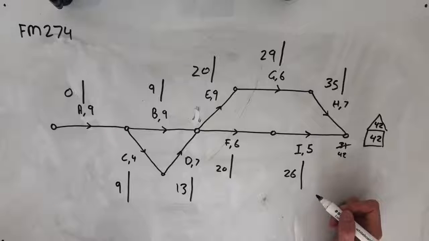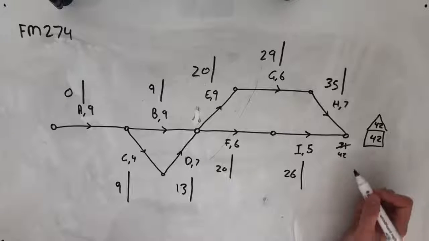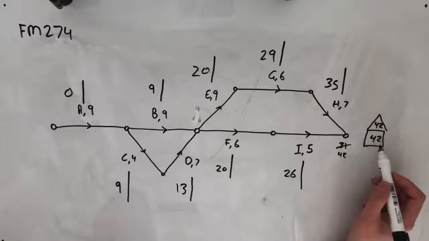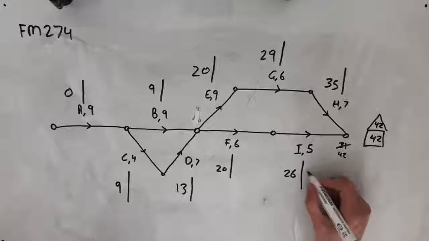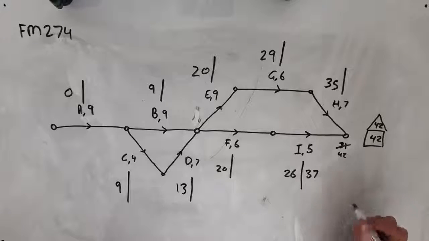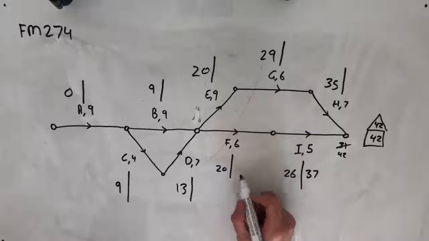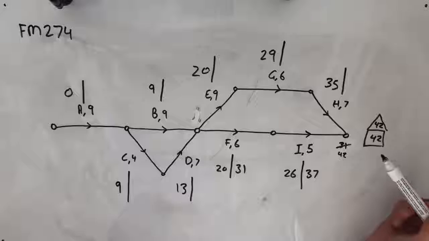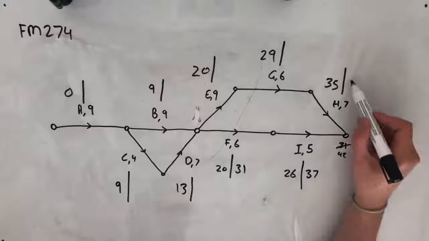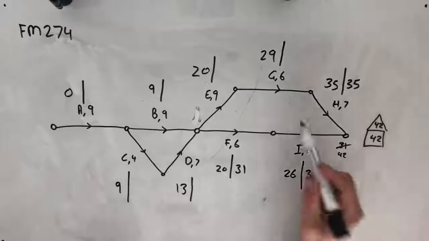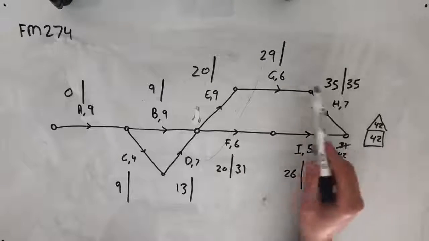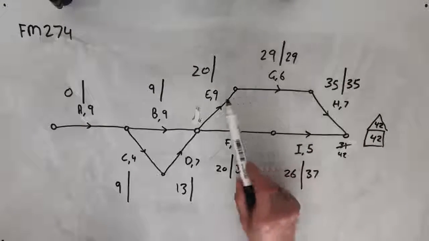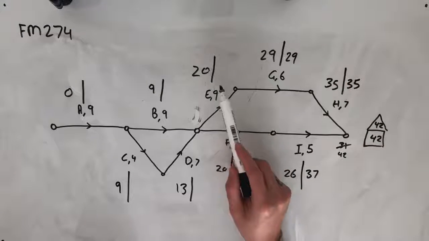Excellent. Now, moving backwards. Doing our backward scan, I is going to have a latest starting time of 42 take 5, so that's 37. F is going to have a latest starting time of 37 take 6, so 31. H is going to have a latest starting time of 42 take 7, which is 35. G is going to have a latest starting time of 35 take 6, which is 29. E is going to have a latest starting time of 29 take 9, 20.